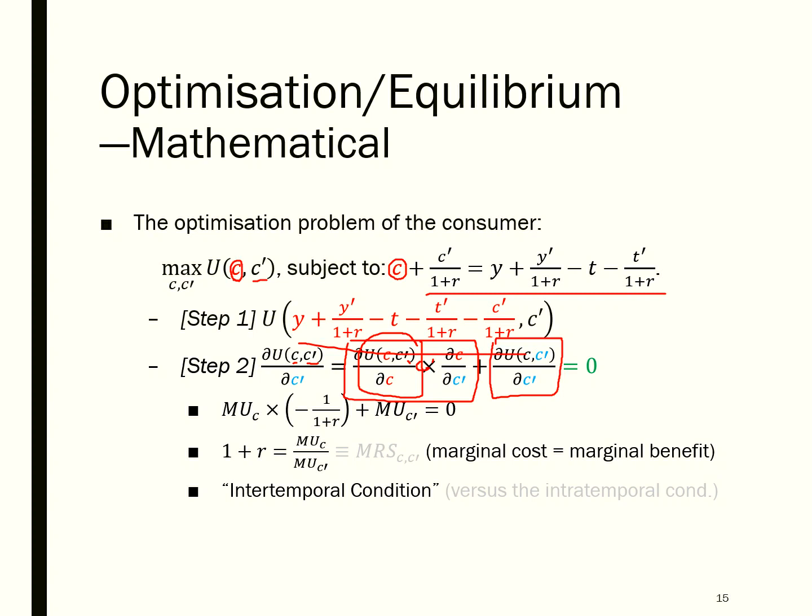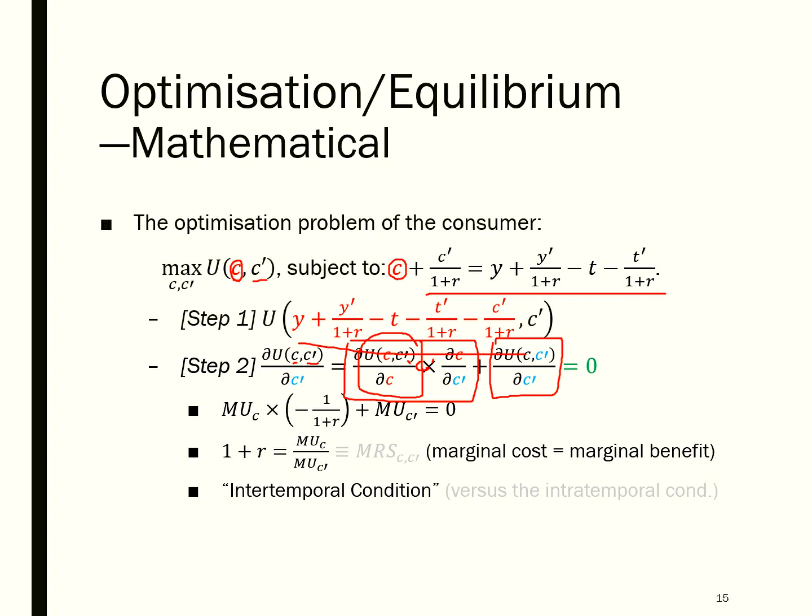If we rearrange this optimal condition a little bit, we have the interest rate 1 plus R on the left-hand side and the marginal rate of substitution on the right-hand side. This condition has the form of marginal cost equal to marginal benefit, just like the counterpart in the static model. Because it describes the optimal condition in the dynamic model where decisions have intertemporal effects, this condition is also called the intertemporal condition. Recall that in the static model, the optimal condition is called the intratemporal condition because it describes the optimal condition of a static decision.